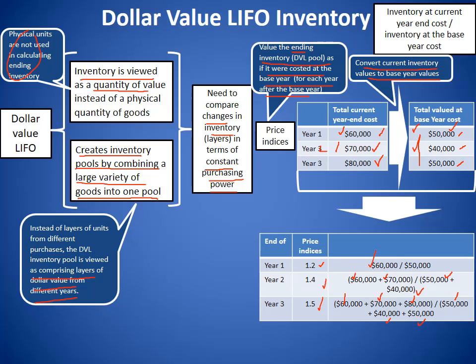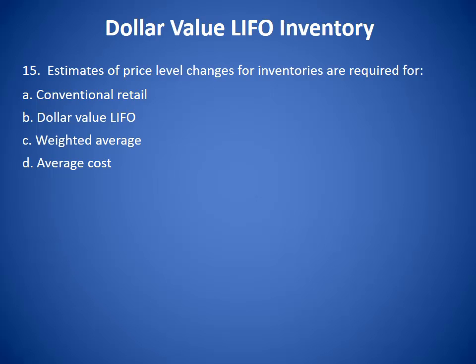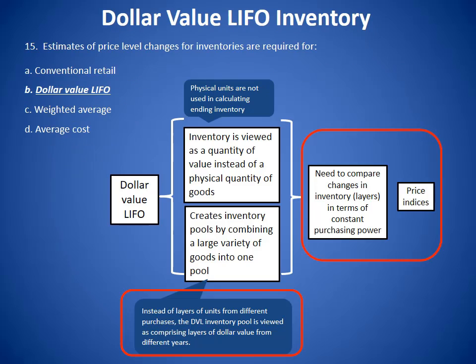Okay, let's start off with question number 15. Estimates of price level changes for inventories are required for what type of inventory valuation? This one should be pretty easy for you. So again, stop the video, make your selection. When you're ready, restart your video. And the answer to this particular question should be no surprise to you. It is B, dollar value LIFO.